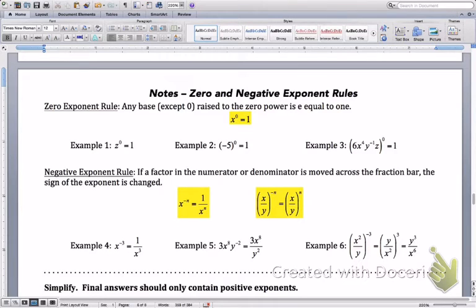So we are going to wrap up the exponent rules today. First one is the zero exponent rule, and the second one is the negative exponent rule. So these have their own definitions.